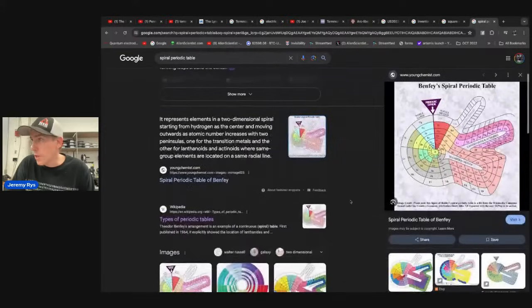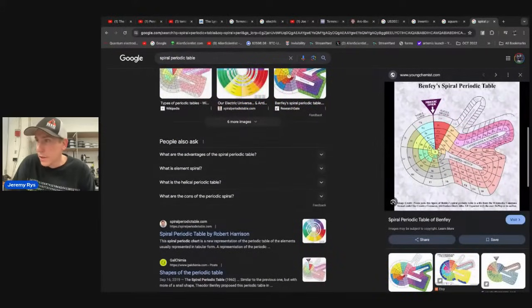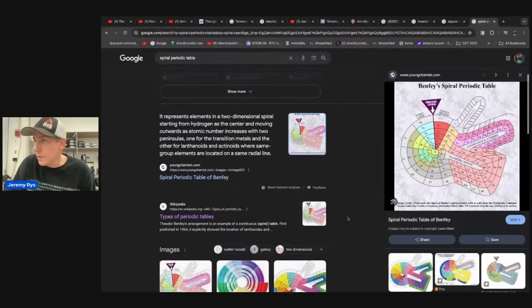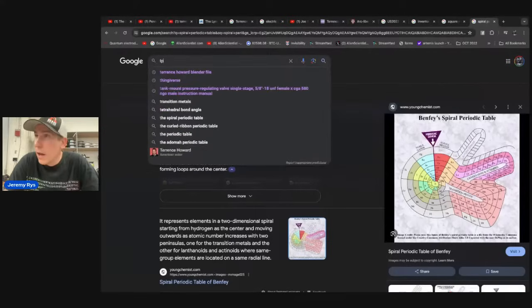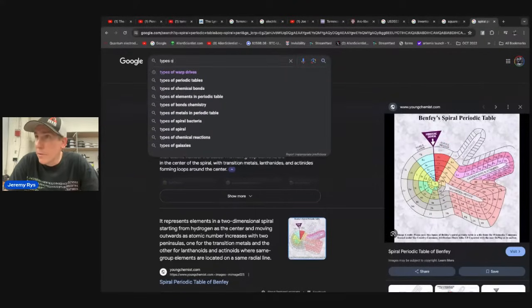I mean, Walter Russell's table is from the 1920s, so it didn't really get all the heavy lanthanide and actinide series of the 1940s that were discovered by Glenn Seaborg and his group. So there's lots of different ways to arrange the periodic table, and not all of them are useful, right? Types of periodic tables.